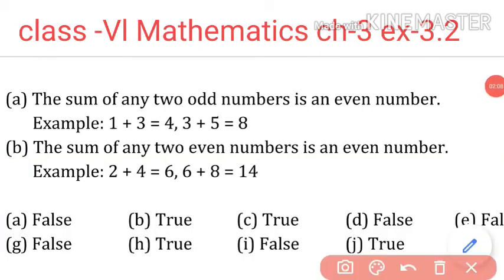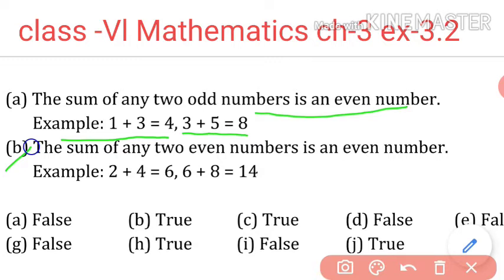So here is your answer. The sum of any two odd numbers is an even number, isn't it? For example, 1 plus 3 is equal to 4. What is 4? An even number. Now again 3 plus 5. 3 plus 5 is equal to 8. So 8 is what? An even number. Now the next question, number B.